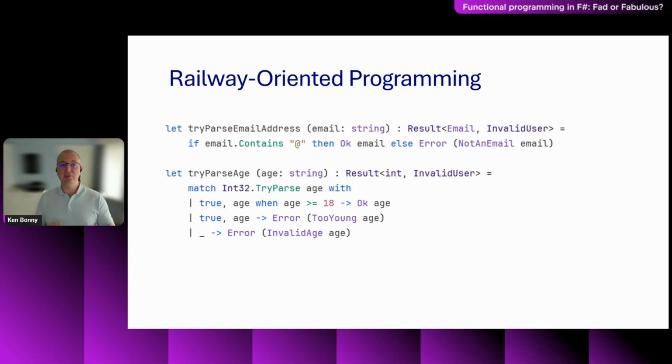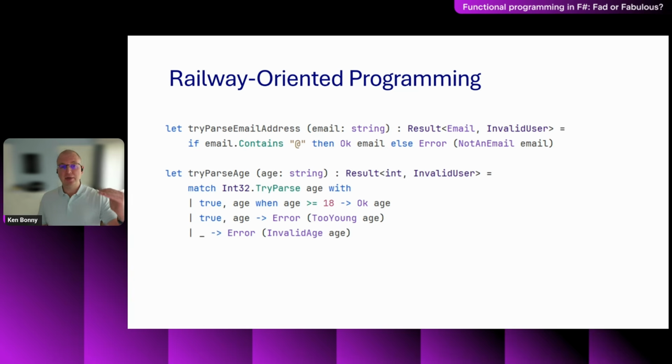And we can do the same thing with the validation of the age. We'll get the age as a string. We're going to try and parse that into an integer. And when the parsing works and the age is over 18, we have an OK user. When the age is below 18, our user is too young, so we'll return that as an error. And in case we can't even parse it, we'll return an error saying that it's not a valid age.